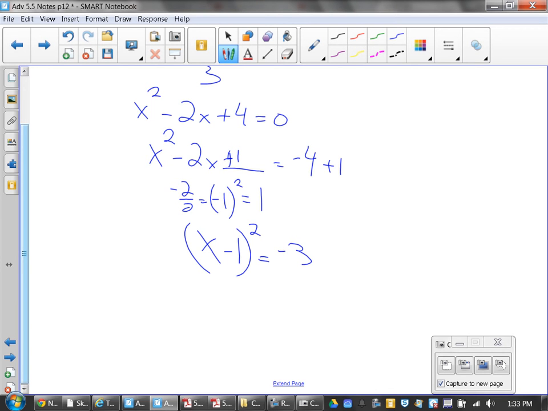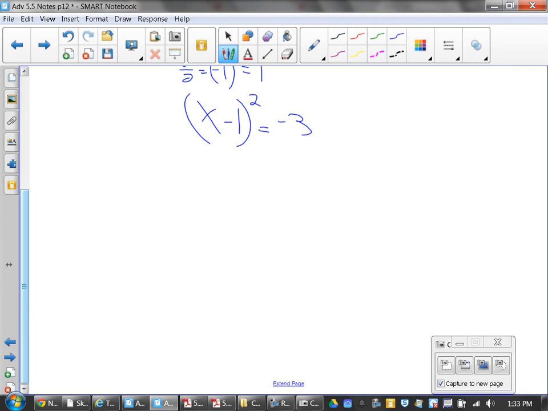Square root both sides. x minus 1 equals plus or minus the square root of negative 3, which is plus or minus i root 3. And then just move the 1 over.